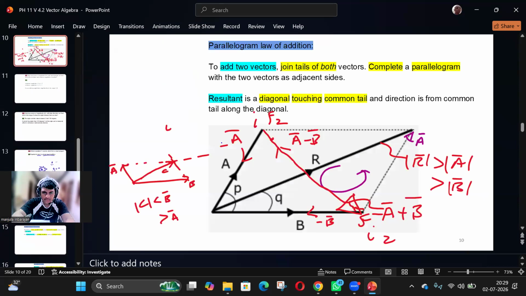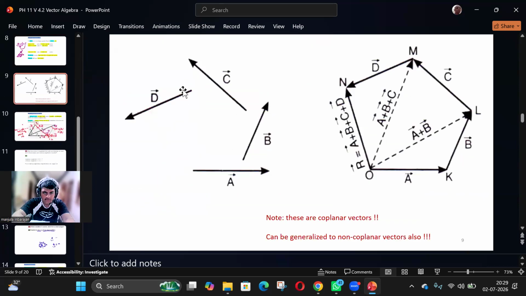We can complete that by drawing the last vector. Here in this case, the polygon is open. But suppose this D would have come here, then the resultant will have 0 length.